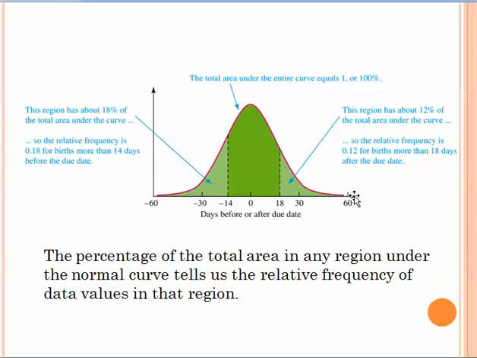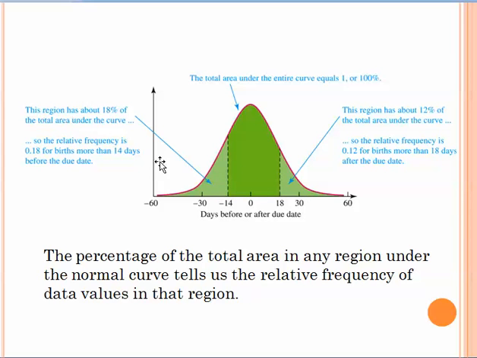The percentage of the total area in any region under the normal curve tells us the relative frequency of the data in that region. So if you look at this figure, again this describes the days before and after the due date for the example with your friend giving birth. The total area under the entire curve equals 1, or 100%. That means 100% of the possible values are included under the curve. Now you can break this up into different regions, and figure out the percentage of births that occur in each different region.